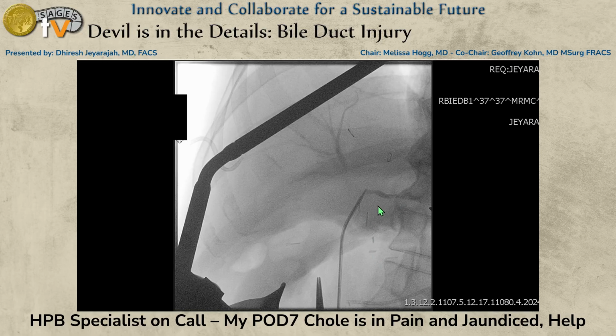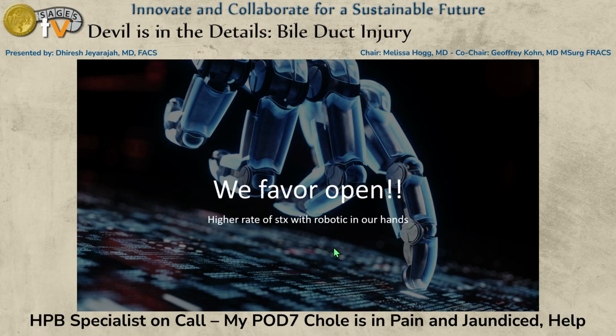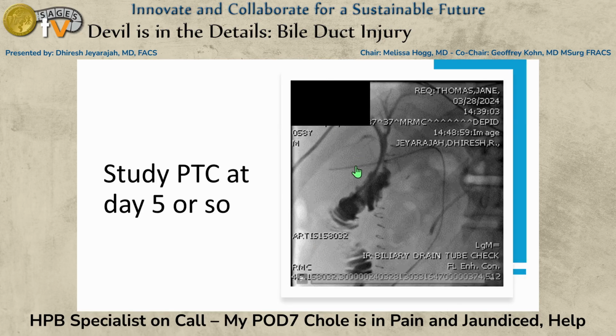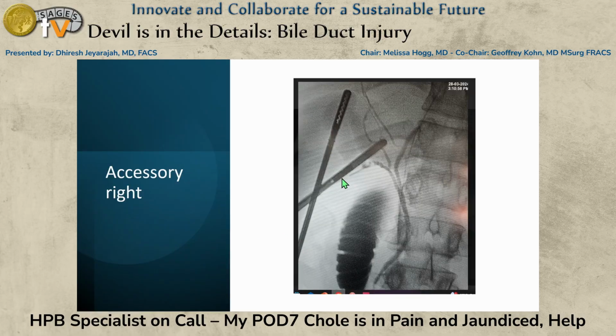Right duct, left duct, this is a high injury. You want to make sure you're seeing every segment of the liver. I personally do these open, as was said by the last speaker. Whatever you do, just do it with the lowest risk of stricture. I study these, if there's a PTC, I study it at day 5 and then cap it, pull the drain. And this last one, accessory right, scary cholangiogram, right?